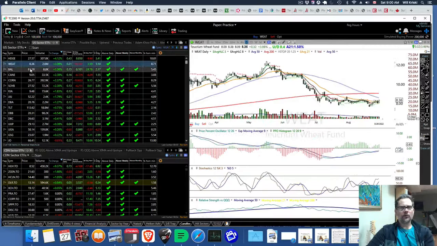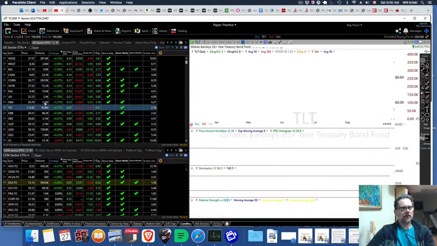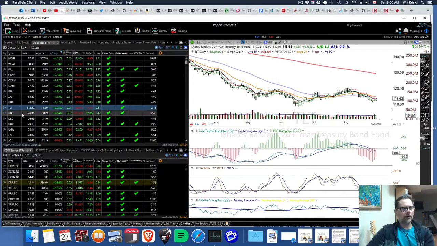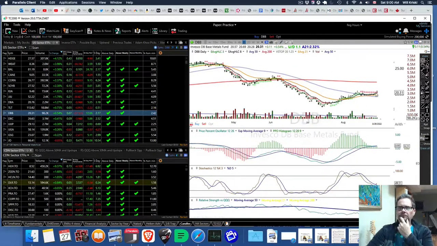So yeah, you could look at wheat. That's a bit flat, but these things might be doing well. You can look at bonds. Base metals was starting to poke out. But if you don't want to get into various ETFs like that, you could look at inverse ETFs.